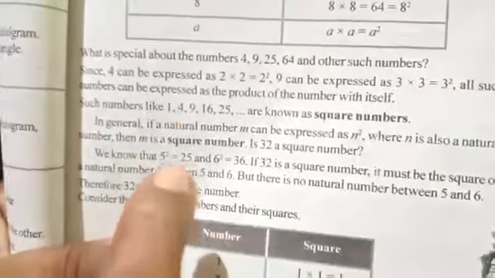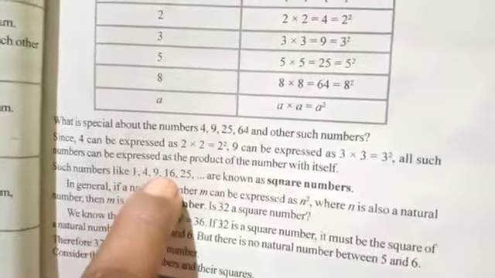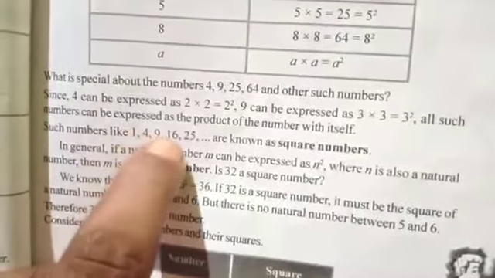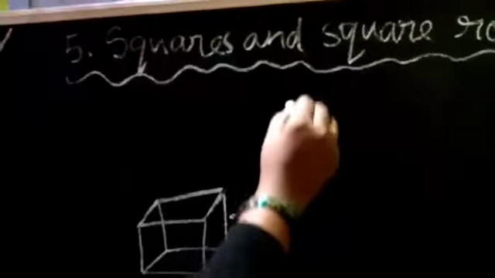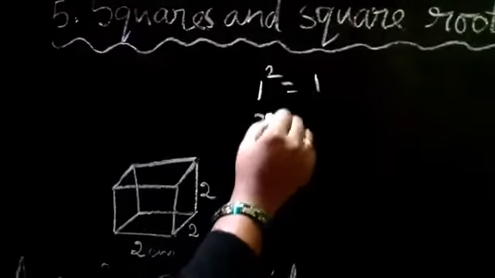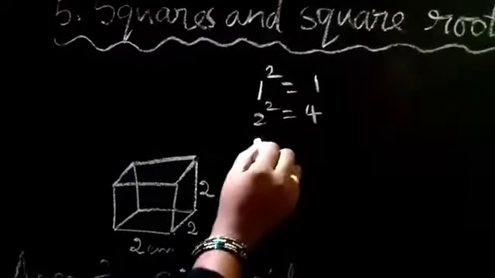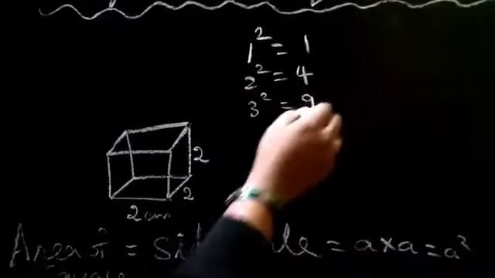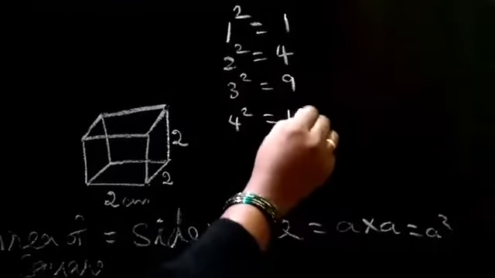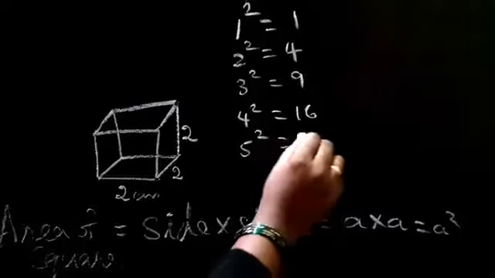So what all numbers can we get as square numbers? 1, 4, 9, 16, 25, because 1 square, 2 square, 3 square, 4 square, 5 square, like that. The numbers in between these are not square numbers. See here, 1 square is 1, 2 square is 2 twos are 4, 3 square is 9, 4 square is 16, 5 square is 25, like this.